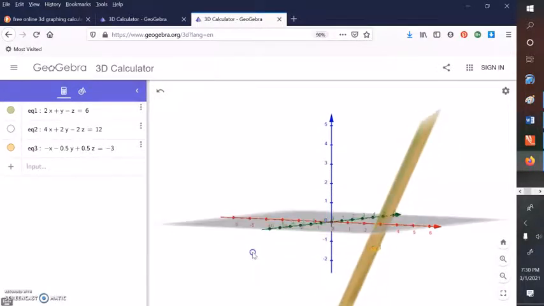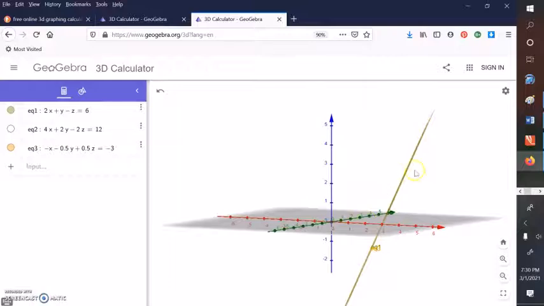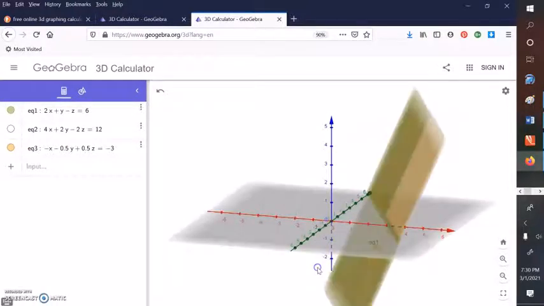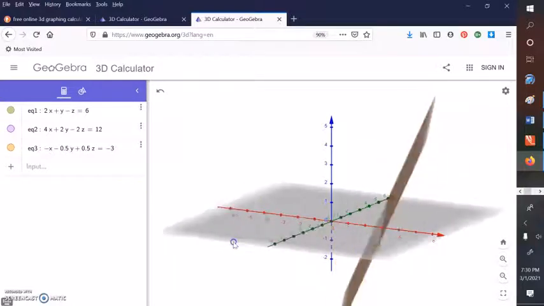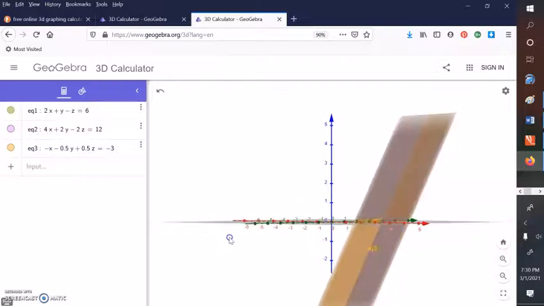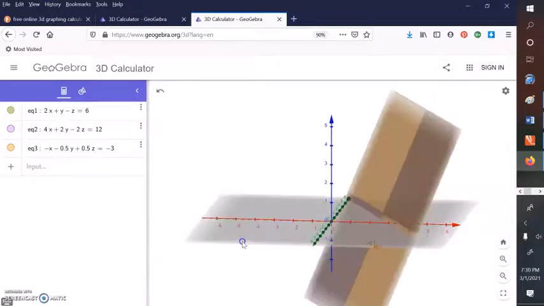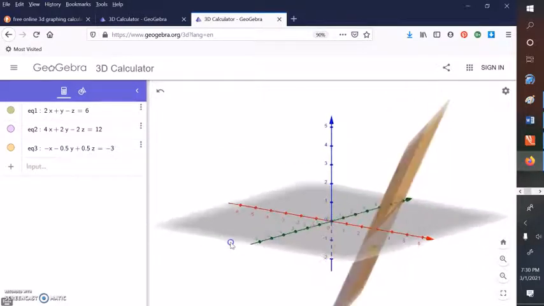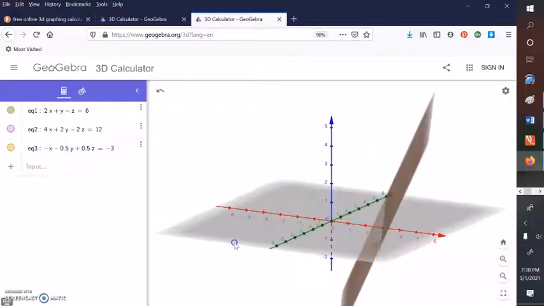This plane here is the plane generated by equations 1 and 3. So when I activate the third plane, you can in fact see that all three equations are going to generate the same plane.